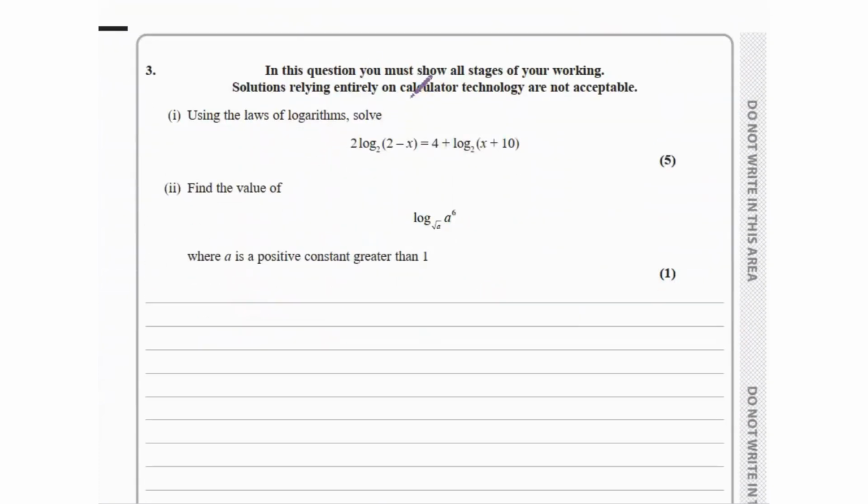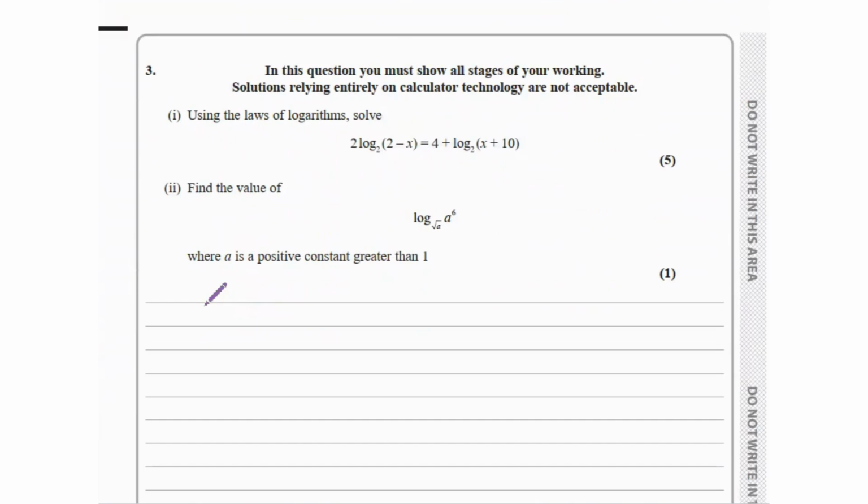Then it says, in this question, you must show all stages of working. Solutions relying entirely on calculator technology are not acceptable. Using the laws of logarithms, solve 2 log of 2 minus x to the base of 2 equals 4 plus log of x plus 10 to the base of 2. So as you know, for logs, we need the same bases.